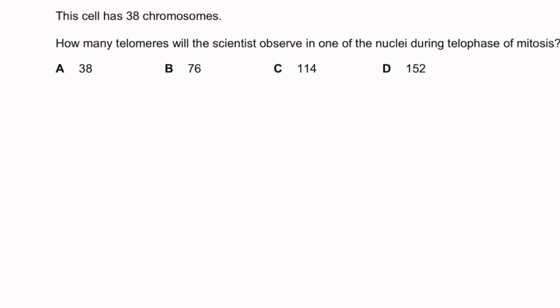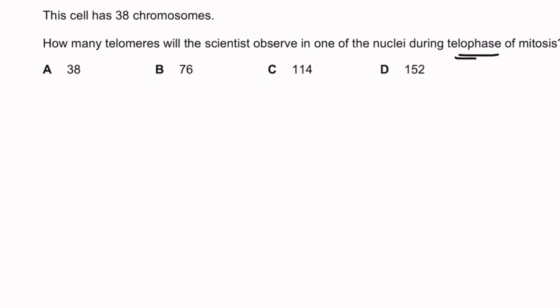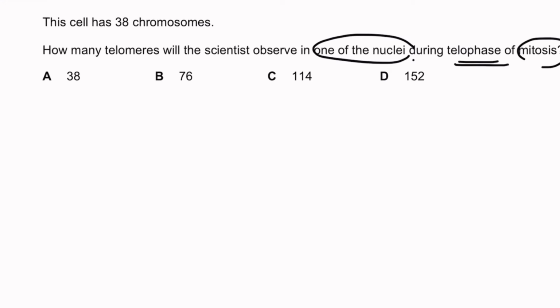Okay, scientists stain the chromosomes of plants with a fluorescent dye to observe the telomeres. This cell has 38 chromosomes. How many telomeres will the scientists observe in one nucleus during the telophase of mitosis? Okay, in one of the nuclei. Now, each one of these nuclei is going to have a full set of chromosomes, right? So it's not going to contain twice the number of chromosomes. It's not going to contain half the number of chromosomes. It's not like a gamete, so it should have all 38 chromosomes, right?